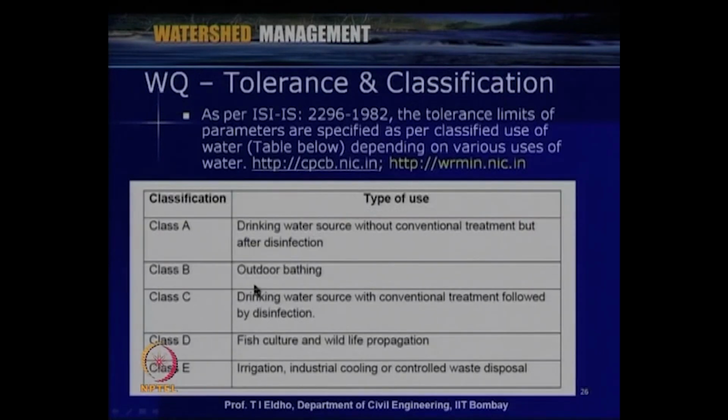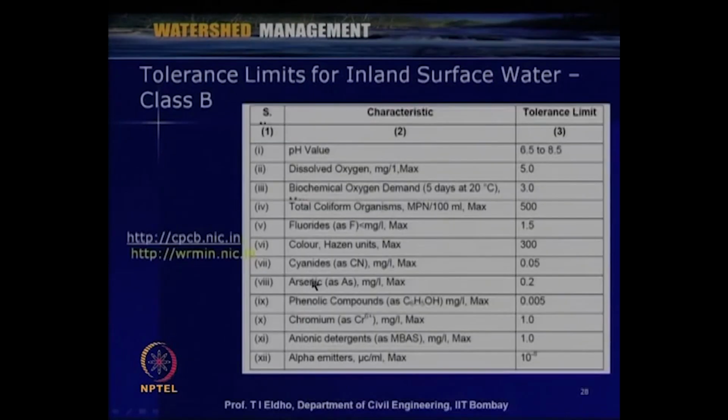Then class B, which is for outdoor bathing and other purposes. Here, some of the tolerance limits are: pH between again 6.5 to 8.5, dissolved oxygen 5, BOD 3, total coliform organisms 500, fluorides 1.5, color 300 Hazen units, and phenolic compounds less than 0.005, and so on. This is for class B, which is for outdoor water usage like swimming and other purposes.